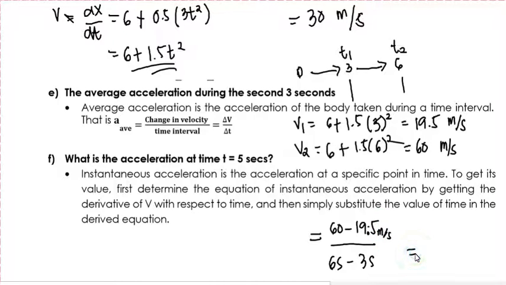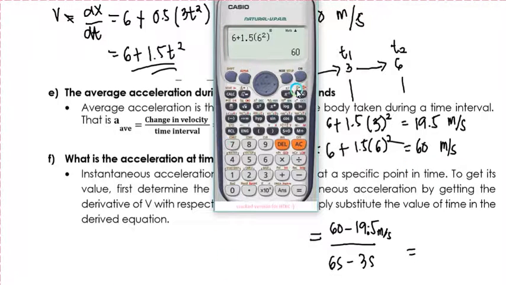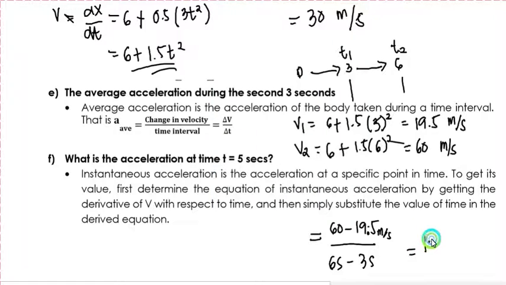So this will be equal to 60 minus 19.5 divided by 3, which is equal to 13.5. Take note about how we have meter per second divided by second. So we'll have meter per second squared. So take note, the unit of acceleration is meter per second squared.